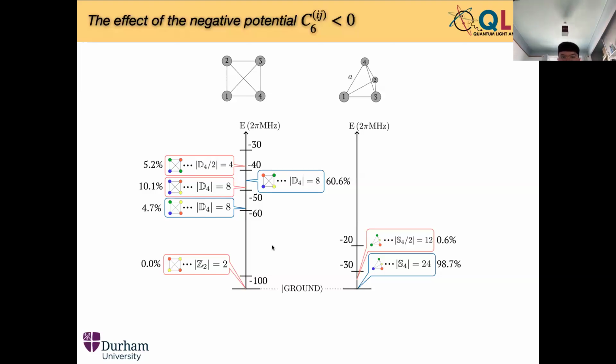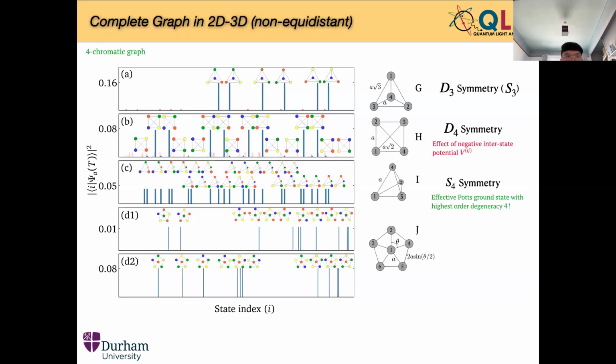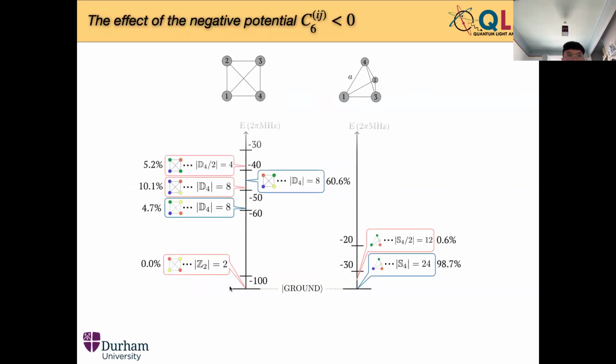So what happens if we have C6ij very small but less than 0? I plot the eigenstates of the square system and the tetrahedral system here. You can see that the ground state here will be interrupted by this interstate interaction. The ground state of this square-shaped complete graph is actually the C2 state, because the interstate interaction between orange and yellow here is negative, and because the distance between them is very short, it makes C6 over R to the 6 a very big negative value.